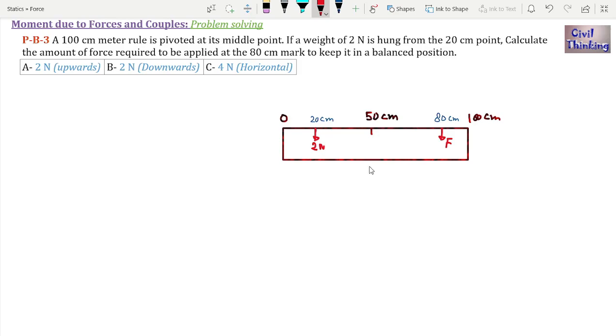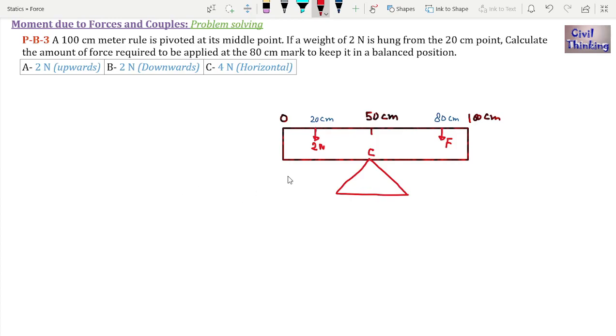I forgot to say that this scale is pivoted at the midpoint, means at the 50 centimeter mark position we have placed a pivot something like this, right? And we have to calculate the force F so that this meter rule is balanced at the point C, okay, on the point C.